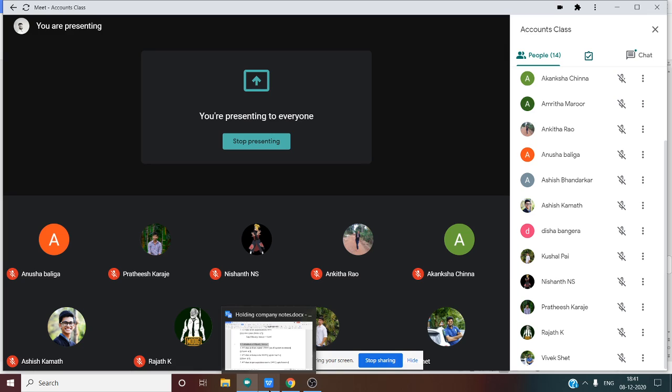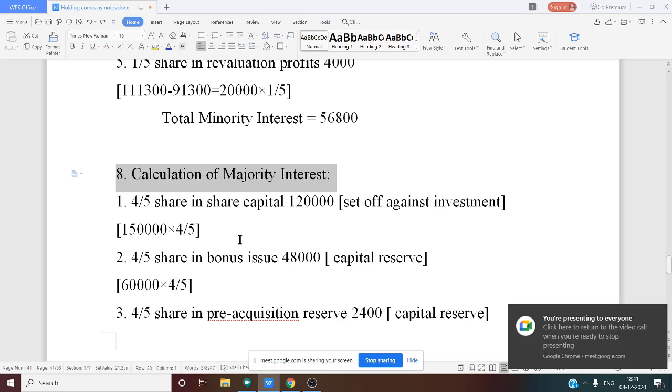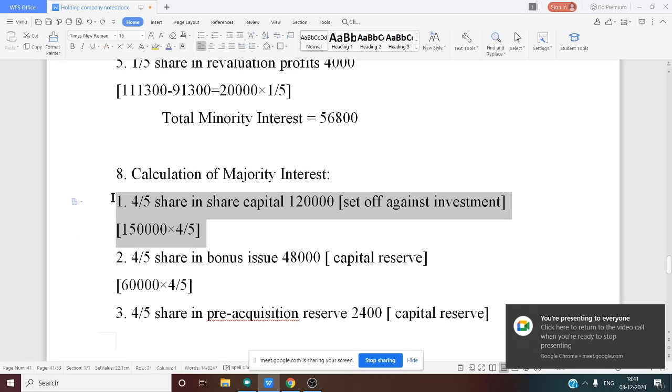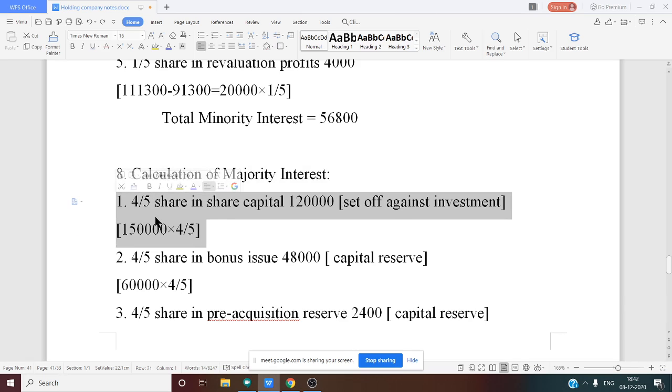Whatever is revenue in nature, we have to show in the consolidated balance sheet. Whatever is capital in nature, we have to consider for the capital reserve working note calculation. That is why we now do the calculation of majority interest. First one, 4 by 5 share in share capital, because the ratio is 4 is to 1. So share capital is common.